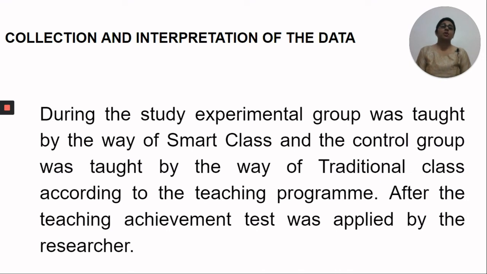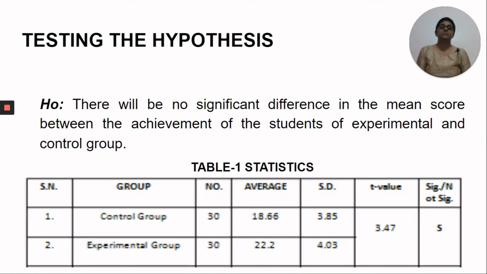Collection and interpretation of the data. During the study, experimental group was taught by the way of smart class and the control group was taught by the way of traditional class according to the teaching program. After the teaching, achievement test was applied by the researcher.